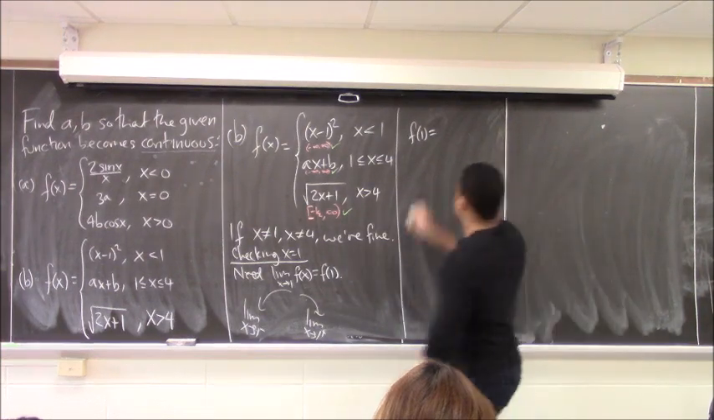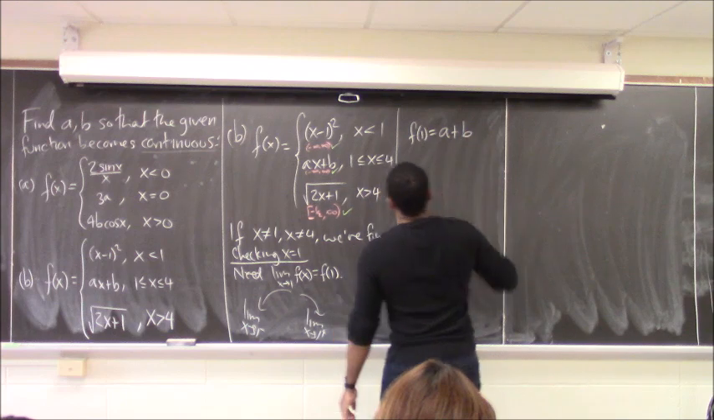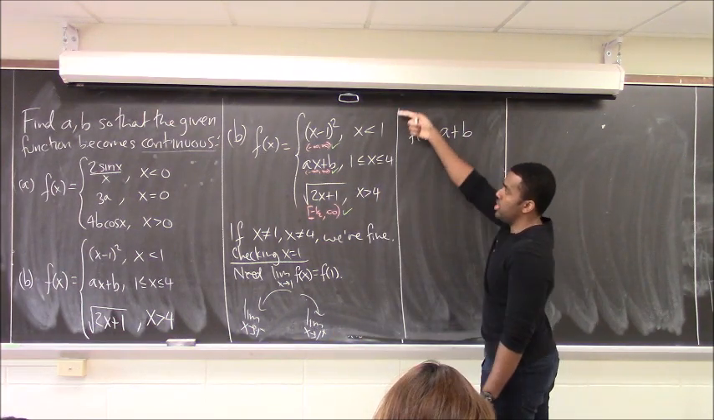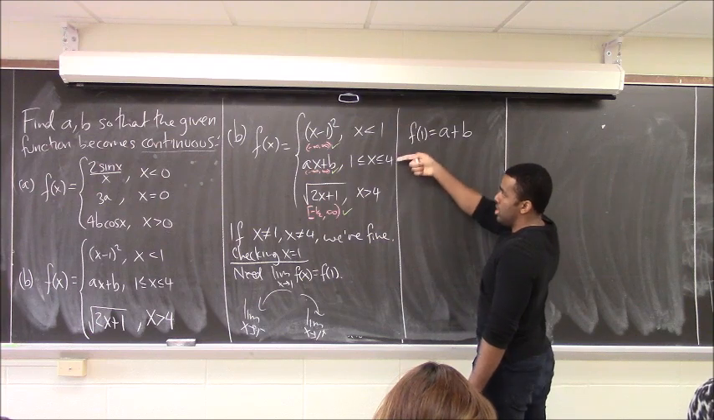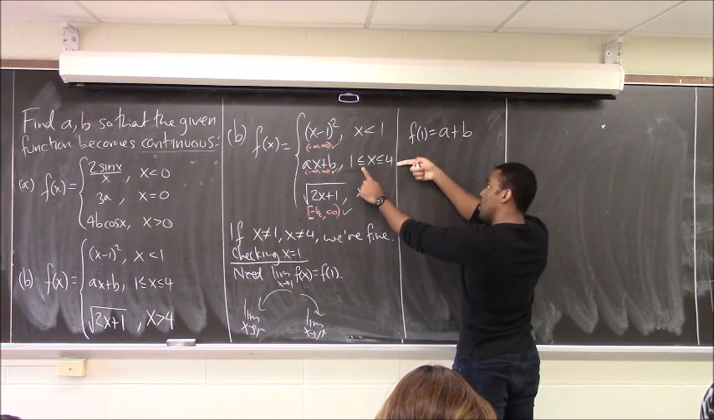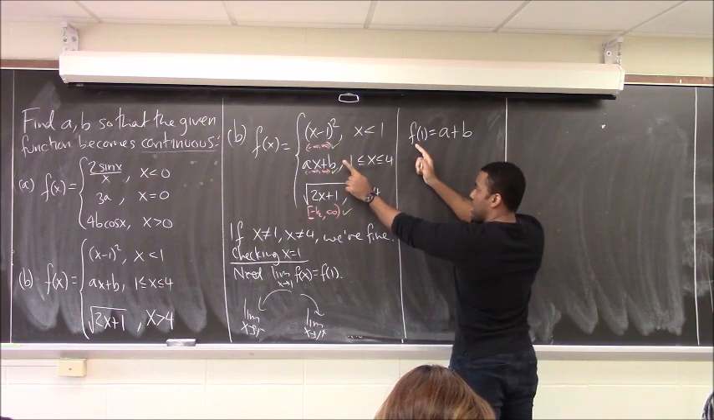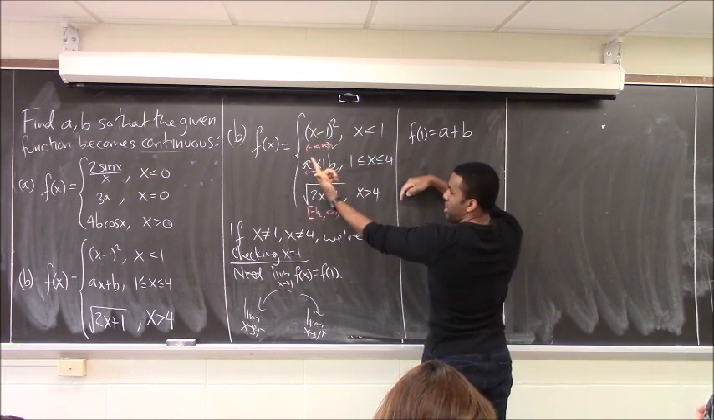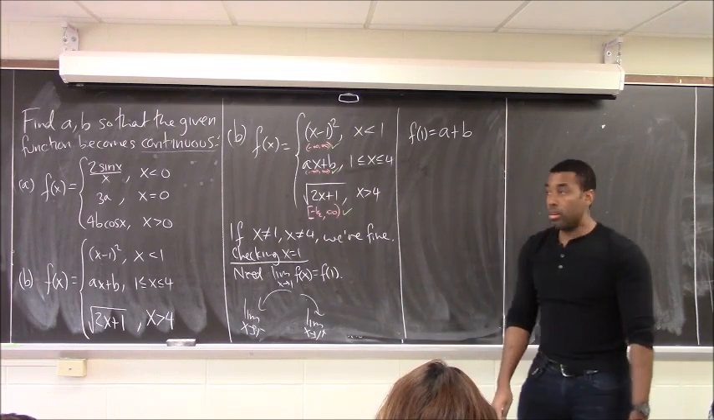A plus b. Right? f of 1 means we need to look at the part of the definition that applies when x equals 1. That's the middle one. Here it says x is greater than or equal to 1. We want x equal to 1, so I'm looking at this function. When x is 1, this function is a plus b because I plug in x equals 1. So that is f of 1.